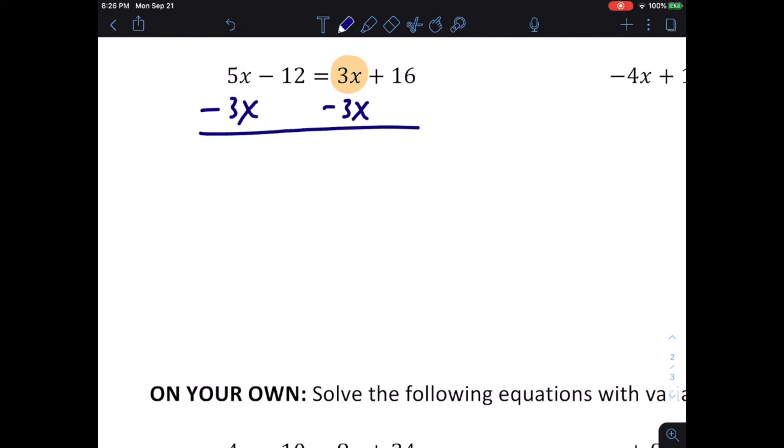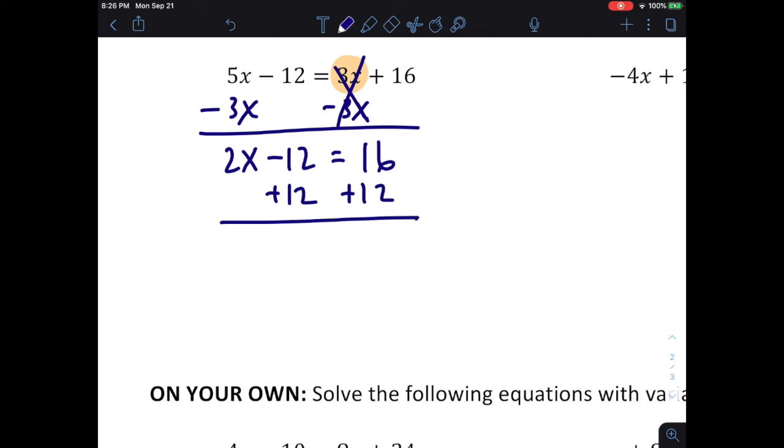So 5x minus 3x is 2x. Bring down the minus 12. Don't forget that minus sign. Equals, they cancel, so we have 16. I'm going to add 12 to both sides. So 2x equals 28. And then I'll divide by 2. So x equals 14. Wow, a nice neat number instead of a fraction or a decimal. That's kind of unusual. All right, here we go, another one.